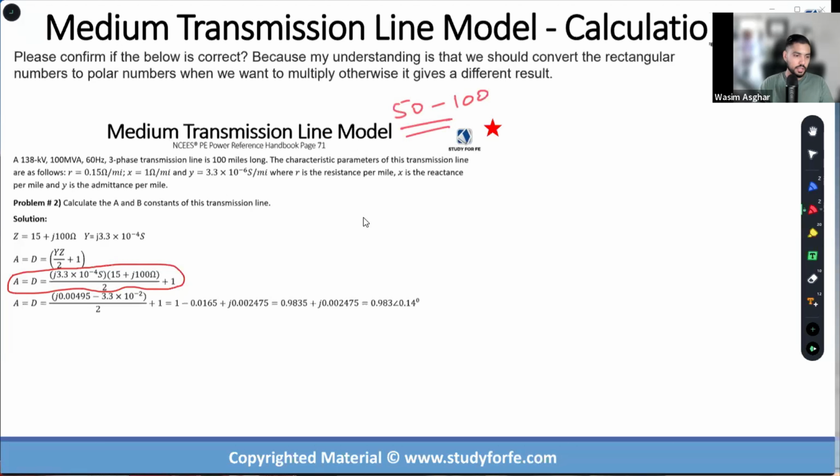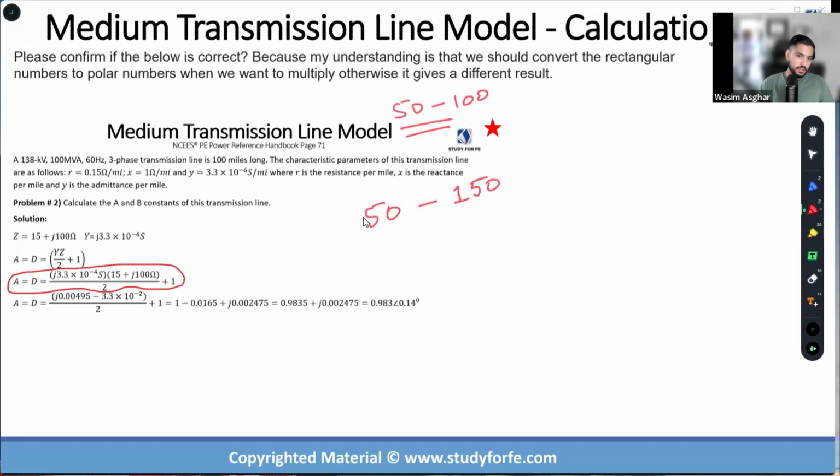Now let's take a look at the reference handbook. It is actually 50 to 150. Okay? Right or wrong, guys? Right or wrong?